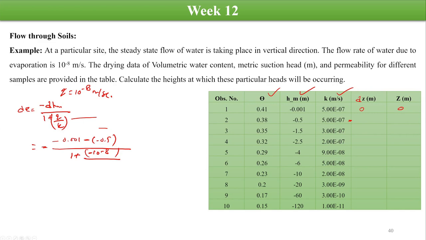So I think this one is written wrong. This one is going to be 4 into 10 to the power minus 7, so we will write 4 into 10 to the power minus 7. So let's see how much we are getting. We are getting 1 minus, and the term is minus 10 to the power minus 8, divided by 4 into 10 to the power minus 7. Okay, so that's going to be minus 1.025 dz.